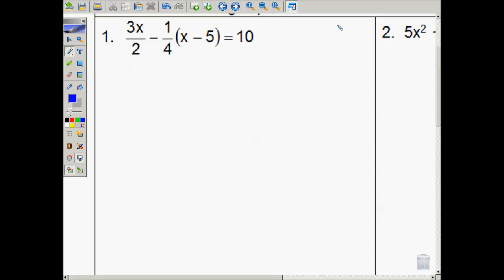Okay? Now, before you start evaluating something, your goal is to get it to as few terms as possible. So in the case of this problem, instead of having 2 terms, we only want 1 term. In order to get 1 term, we need to combine these 2 fractions. So when I write it as 3x over 2 minus x minus 5 over 4 equals 10, does that freak anyone out? A little bit. Did you just distribute?